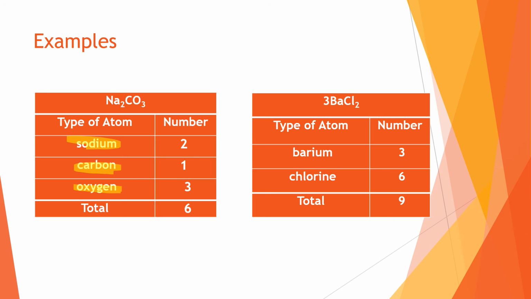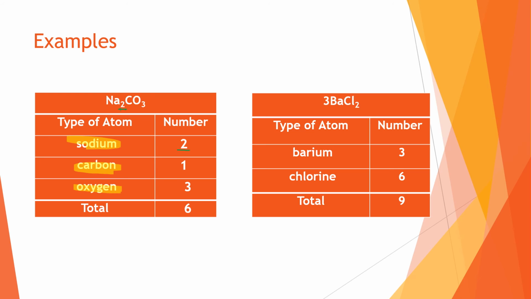So how many sodiums are there? Well, if we take a look here, the subscript beside the Na is a 2. So that's saying that there are 2 sodium atoms. That's how we got this 2 here.